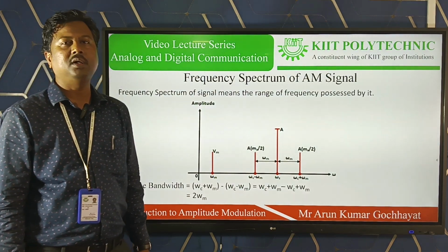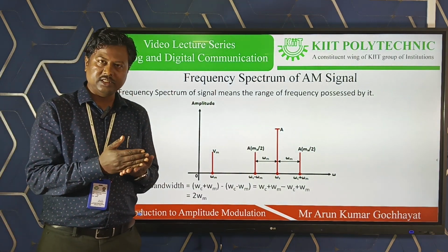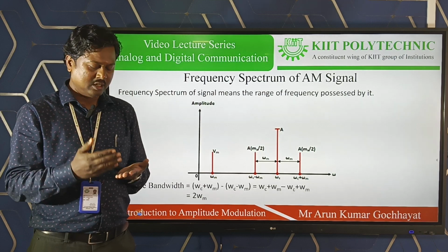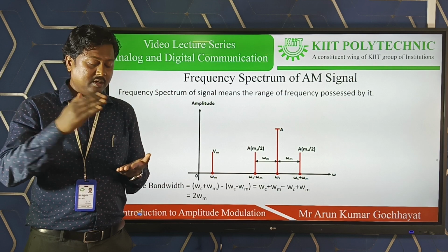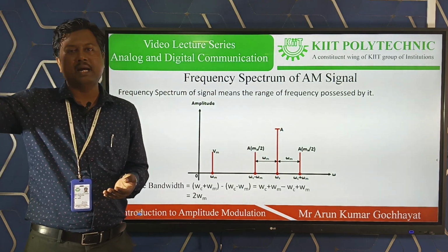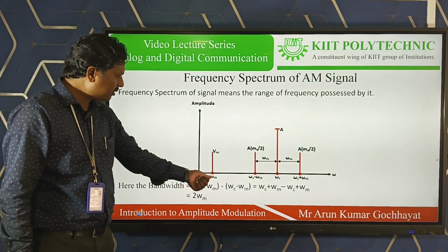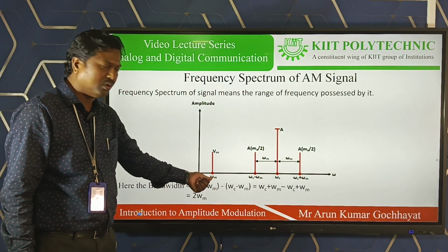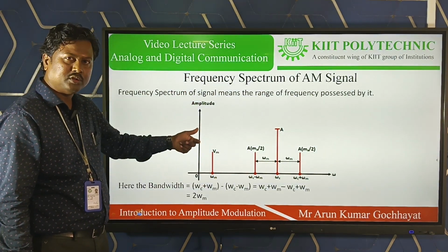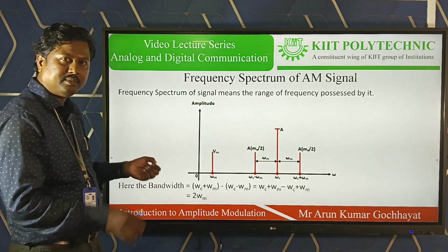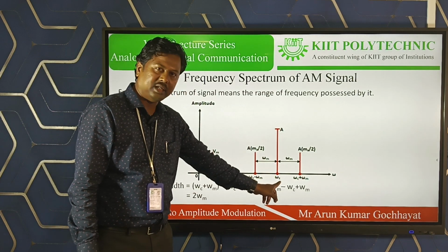Next is the frequency spectrum of the AM signal. In the very beginning I told you that modulation is a process of frequency translation. That means translating the frequency of the message signal virtually from a low level to a high level by using a high frequency carrier signal. So before modulation, the frequency of the message is omega m. Then when it is involved in the process of modulation, the resultant frequency is transformed from the low value omega m to omega c.